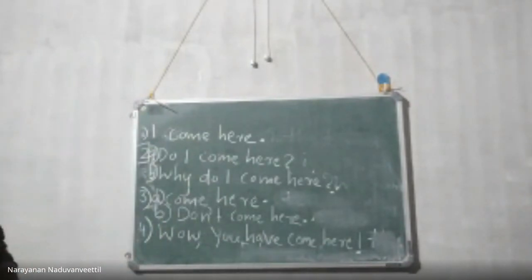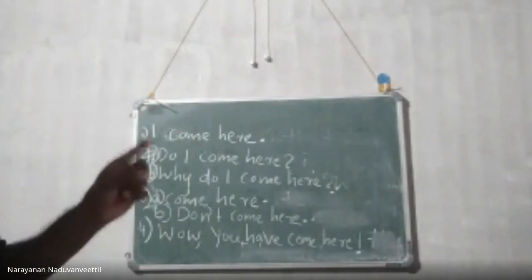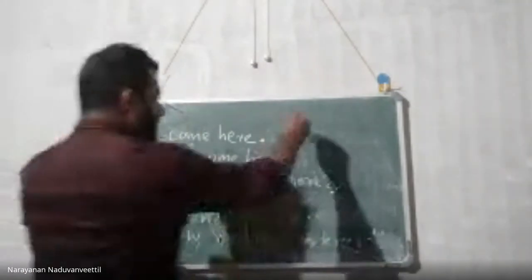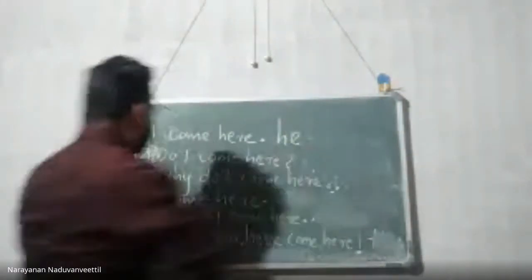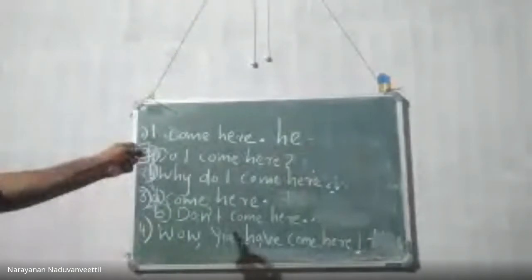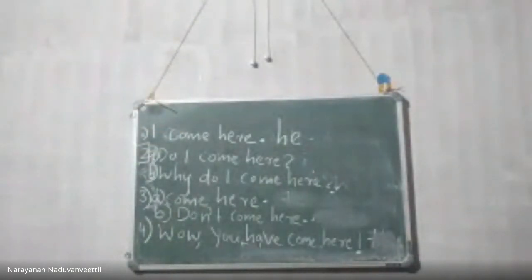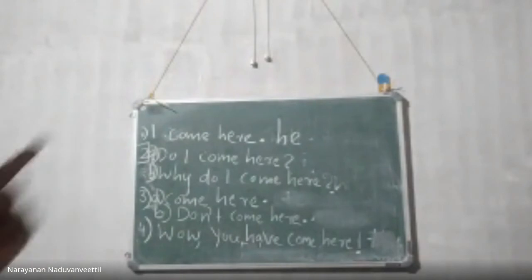Next task. "I come here." Our dialogue would be: Rohan said to Rahul that he... "Do I come here?" Let us see how it is changed. Rohan asked Rahul if or whether. One is enough.